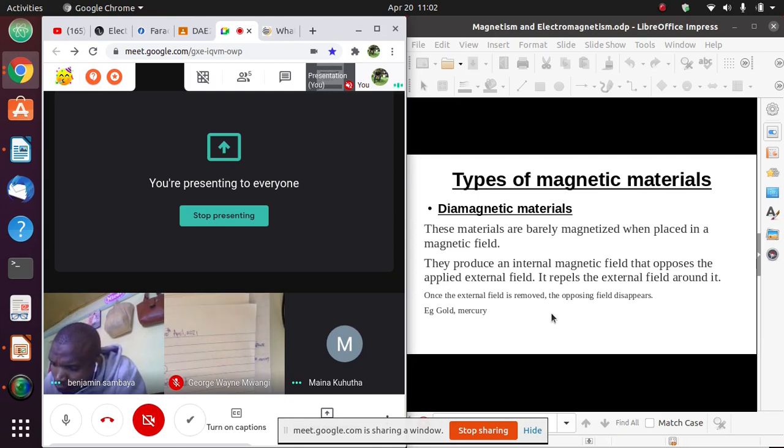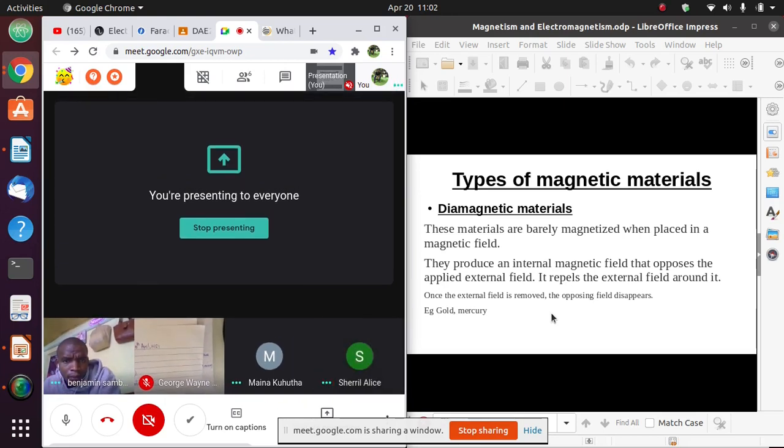You have an external field which is being exposed to a magnetic material. This external field will induce magnetism in that material. That material becomes magnetized. But that field that is induced tends to oppose. The dipoles are going to be arranged in the opposite direction to the external field. Now these materials are weak magnets. What do I mean? When I remove the external magnetic field, the magnetism in that material disappears. Examples of such materials are gold, mercury, and the like.